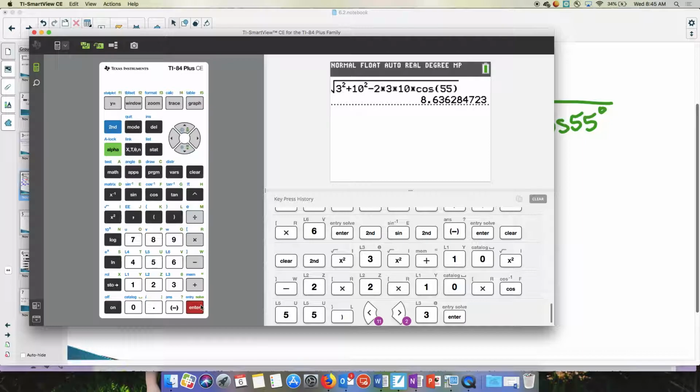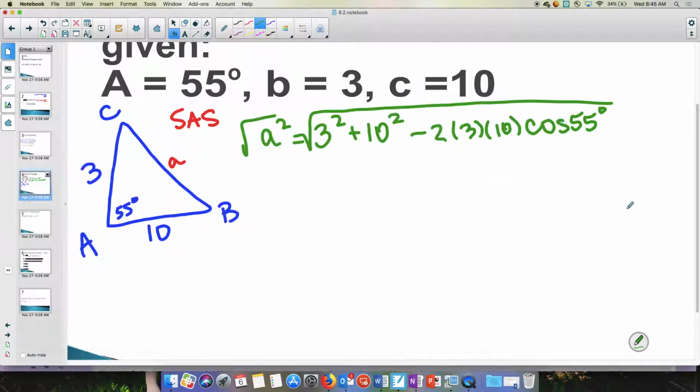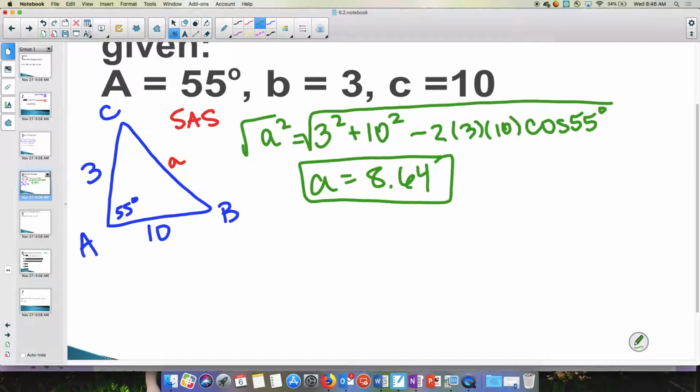And you only have to enter something in your calculator once. I want you to be efficient with your calculator. So our side is 8.64. Is that what you're getting? Hold on, Monique. Okay. So now what?